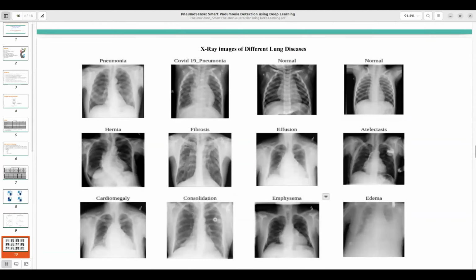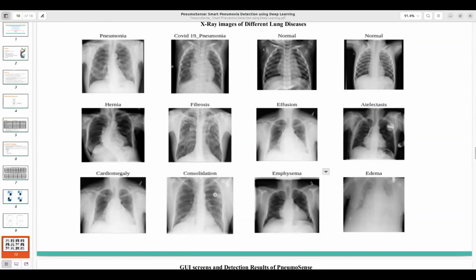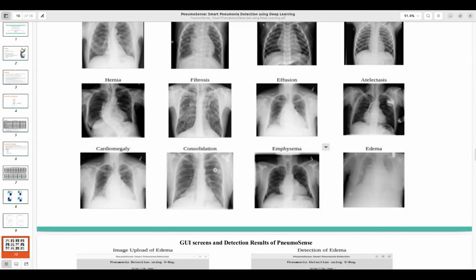Now, these are different X-ray images used for experimentation in our model. We have created the PneumoSense model, and it was tested by different images, pneumonia images as well as images of different diseases, and normal images also, to prove its reliability and accuracy.